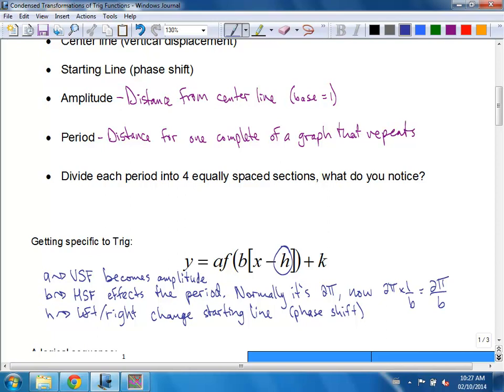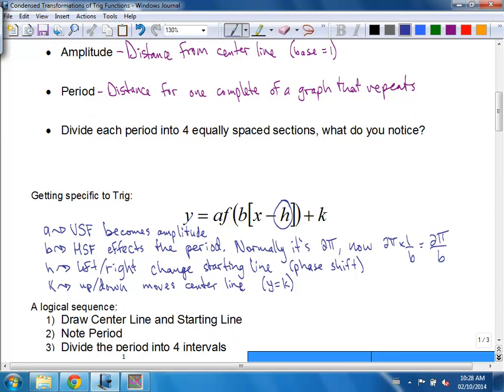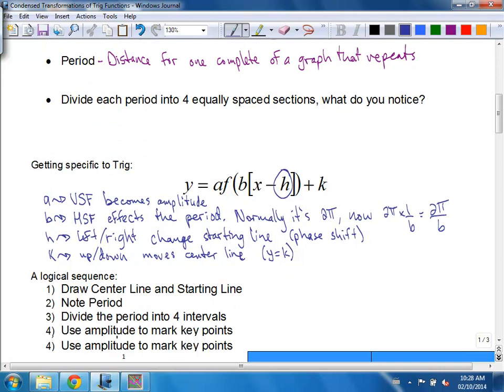Okay, and then finally, that's only leaving us with one thing. So when we use K, we're talking about the up and down. And for the significant features on a trig graph, I know it moves everybody up and down, but you're going to see it's helpful here that it moves the center line. So the center line is going to take on y equals k. That'll be the new center line of the graph. Whatever number shows up there is the new center line.